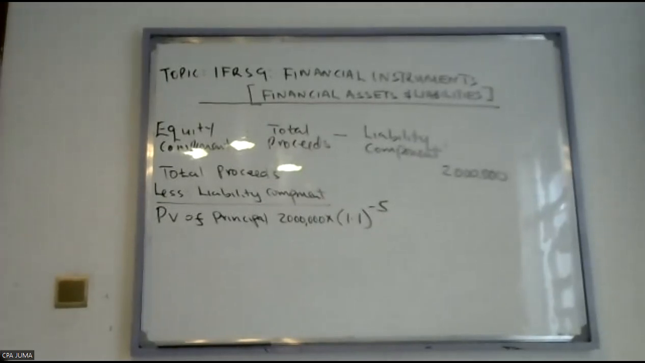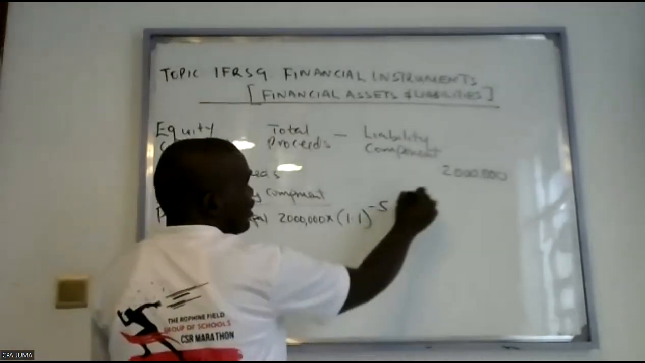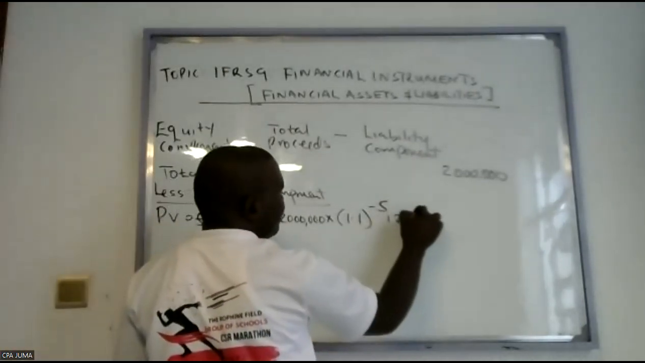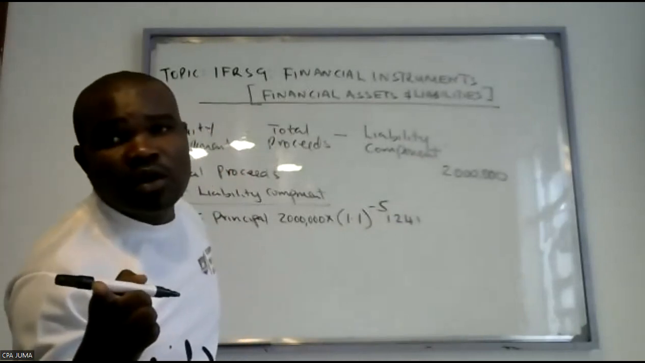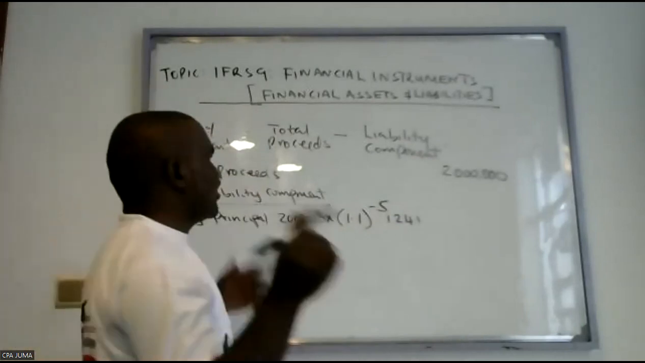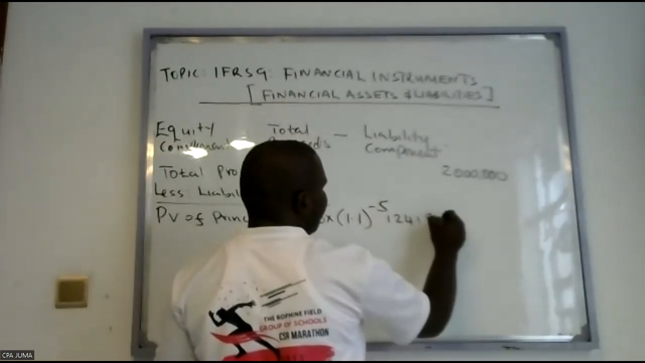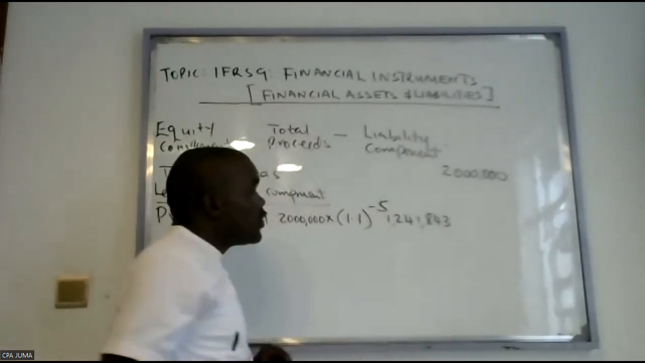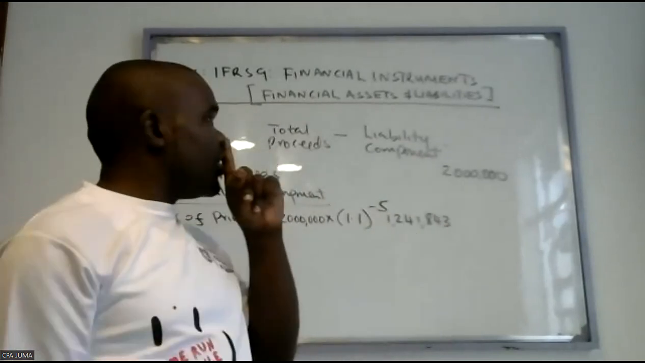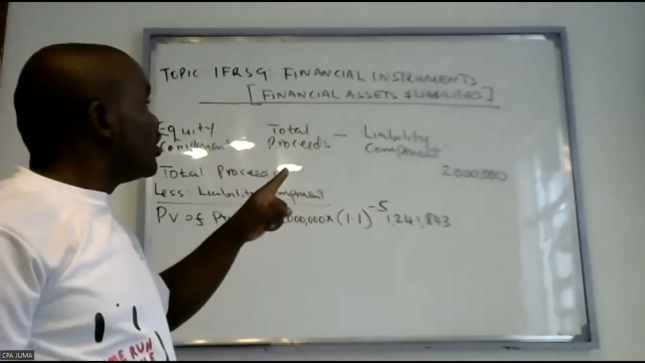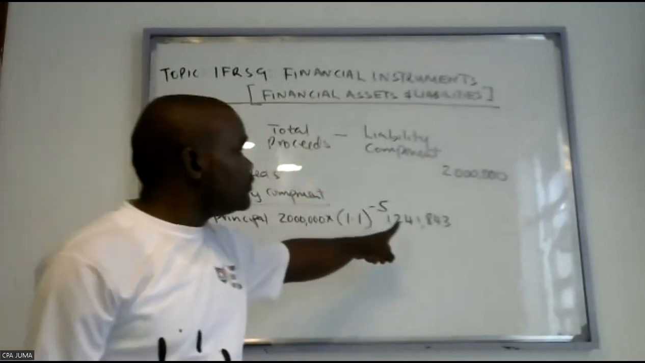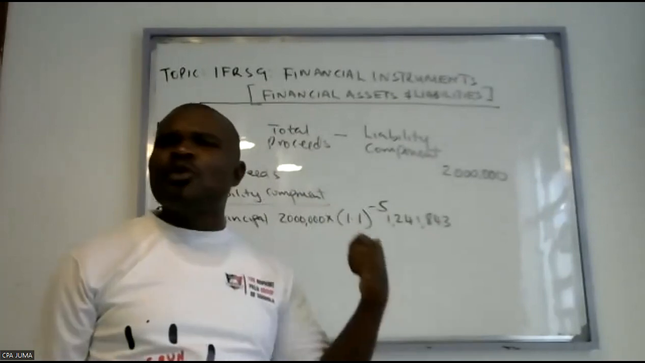Thank you. 1241, 843, let's round up. 843. So if you try, you will see the value of 2 million in 5 years to come. And it's something you can always do.